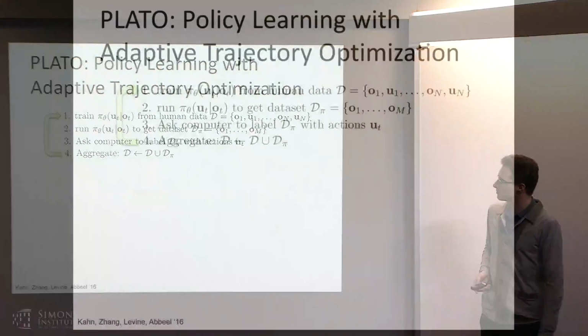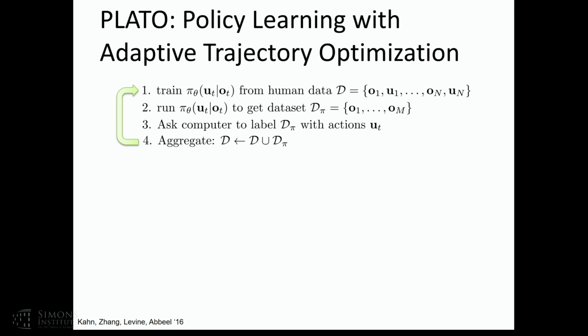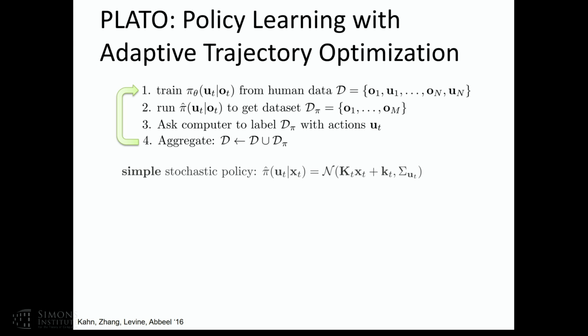So the change that we're going to make in PLATO is a very small change. It's very similar to DAgger. But the change is that instead of running pi theta in step 2, we're actually going to run a different policy, which I'm going to call pi hat. And we're going to design this policy in such a way that we retain the convergence guarantees of DAgger, but avoid actually doing something potentially unsafe in the real world. And here's how we're going to do that.